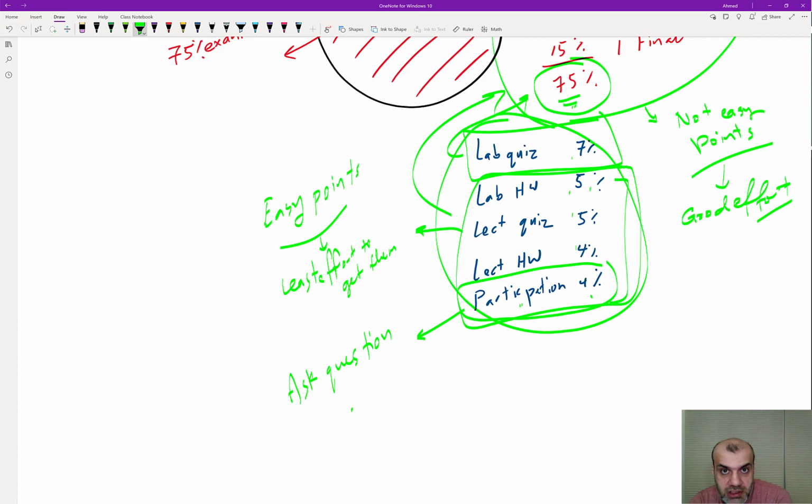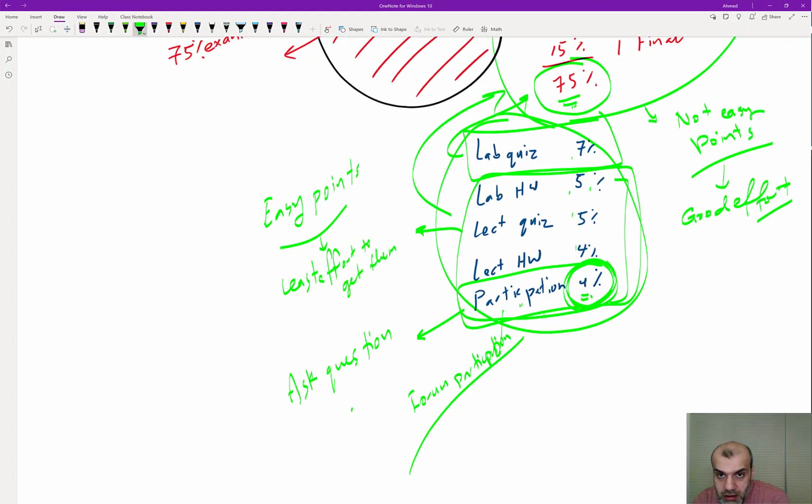Of course, answering questions will also give you participation points. There will also be forum participation. Those are also ways to get those 4%. Many students, and sometimes good students aiming for an A, fail here. They come short in the participation. Okay, but in essence, those are easy points. You should not miss them.